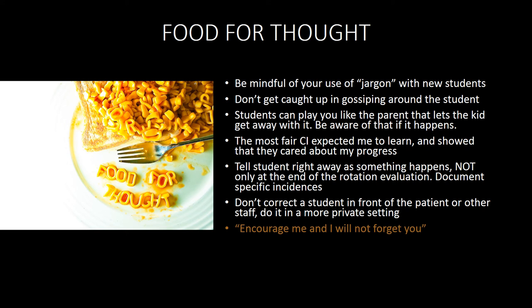Next, don't get caught up in gossiping around the student, because gossiping is kind of a mirror neuron thing, so the students can pick up on that and start gossiping themselves, and I don't think you want that to happen. The next one essentially says, if you've raised kids, then you know this. Sometimes a kid will go to one parent and ask for something, and that parent says no. And so what does a kid do? They go to the other parent, trying to play both angles, so to speak. So sometimes students will try to do that kind of thing as well. Be aware of that. Don't let them get away with it.